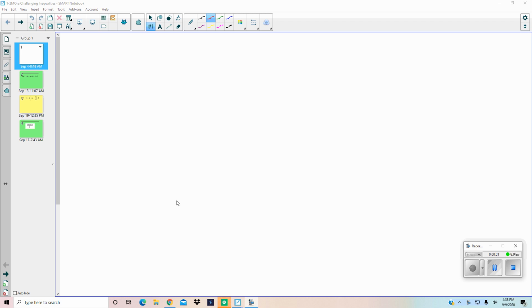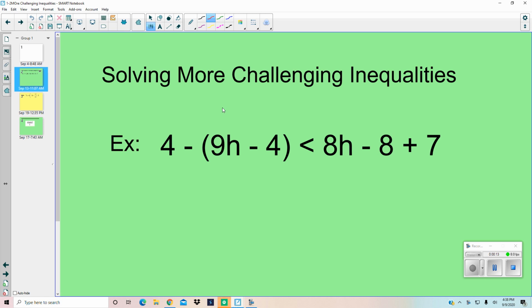Hi folks, today we're going to work on more challenging inequalities. So it's going to be important that when you do the Delta Math assignment, you write down the inequality and write out the steps because there's a lot of steps in solving these.